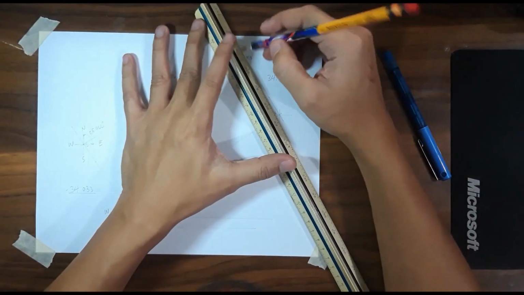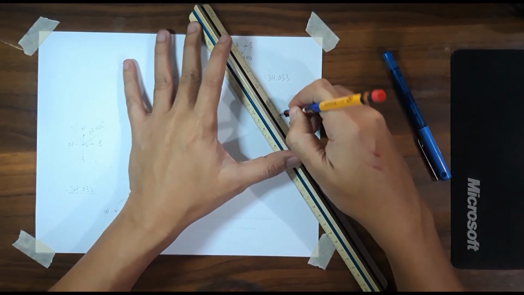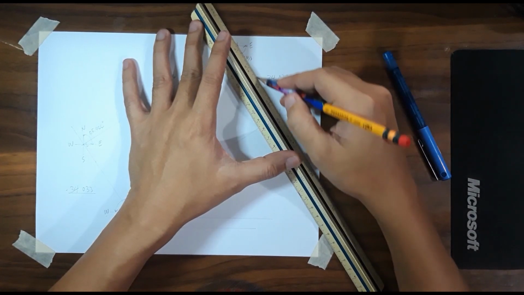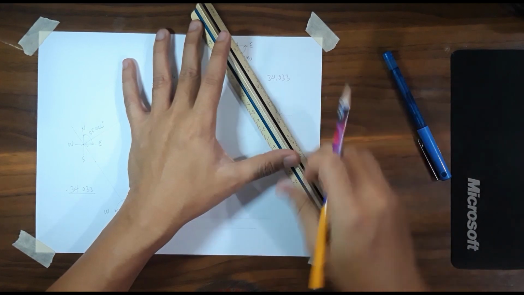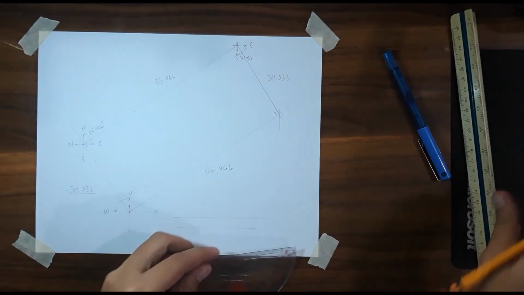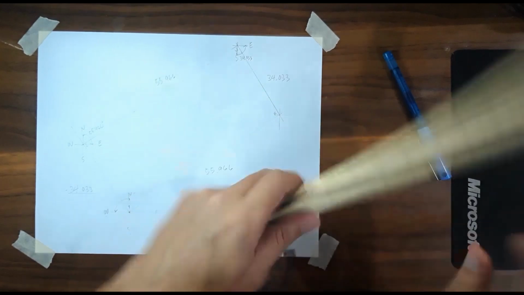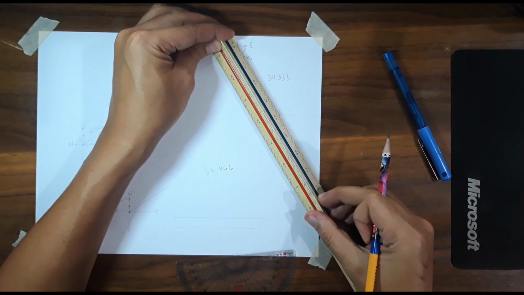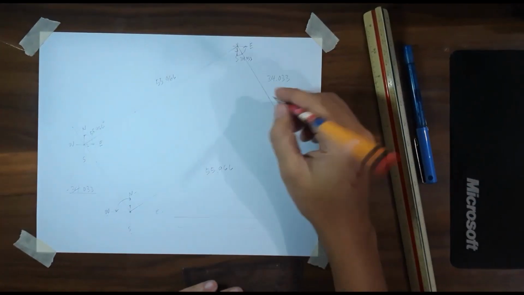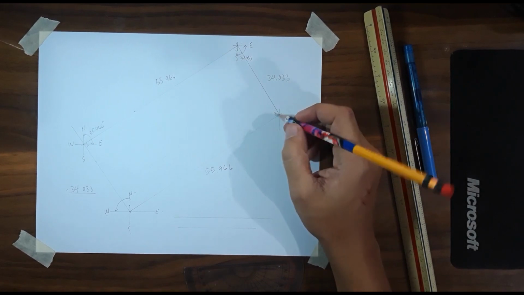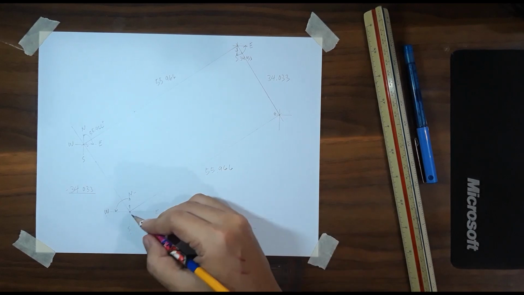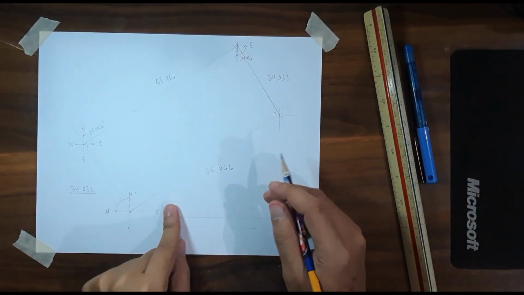Okay, so we need to draw a line diagonally. Then check if the dimension is 4 meters. Okay, so this one we have point 4 to point 1.